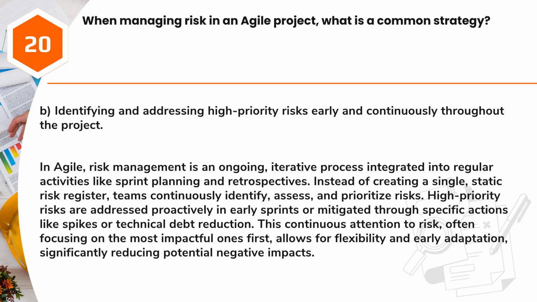Answer: B. Identifying and addressing high-priority risks early and continuously throughout the project. In Agile, risk management is an ongoing, iterative process integrated into regular activities like sprint planning and retrospectives. Instead of creating a single, static risk register, teams continuously identify, assess, and prioritize risks. High-priority risks are addressed proactively in early sprints or mitigated through specific actions like spikes or technical debt reduction. This continuous attention to risk, often focusing on the most impactful ones first, allows for flexibility and early adaptation, significantly reducing potential negative impacts.